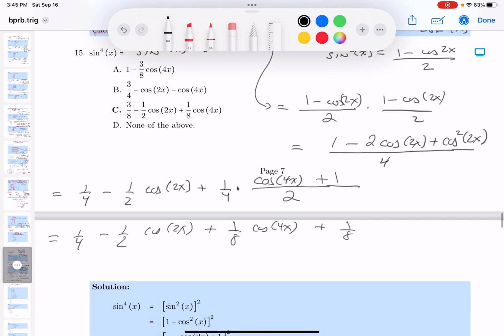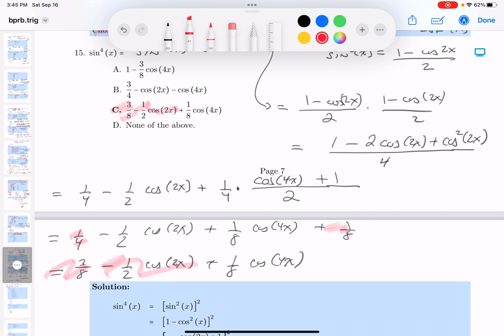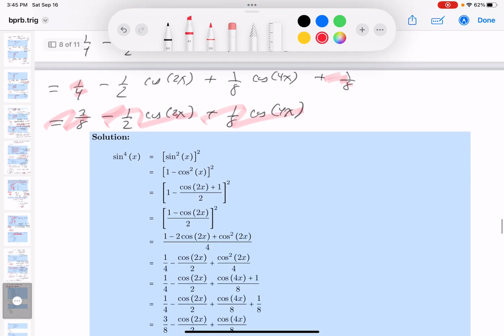All right? Looking at that, I notice I got these terms I'd like to pull together. What are you going to get? 2/8 and 1/8, which is 3/8. Write this over here: 3/8 minus 1/2 cosine of 2x plus 1/8 cosine of 4x. I want to look at the key and see if I see that. And I think it's C. Let's take a look at that. 3/8, I see that. Minus 1/2 cosine 2x, I see that. And 1/8 of a cosine 4x. So that's choice C, by the way.